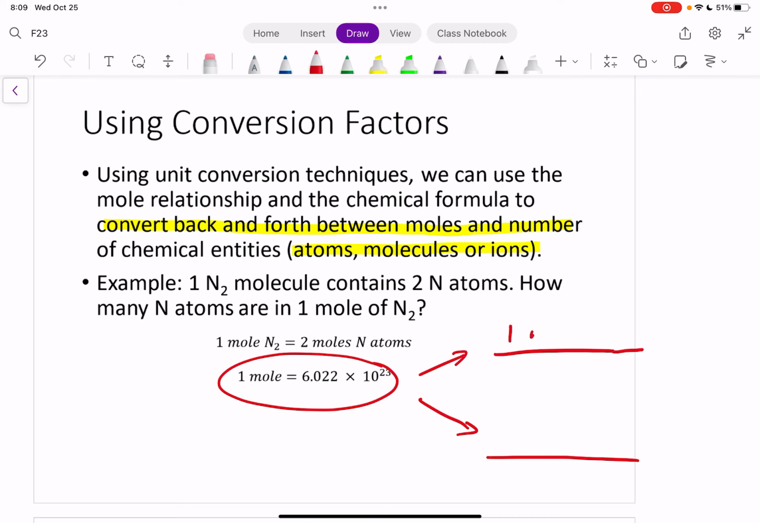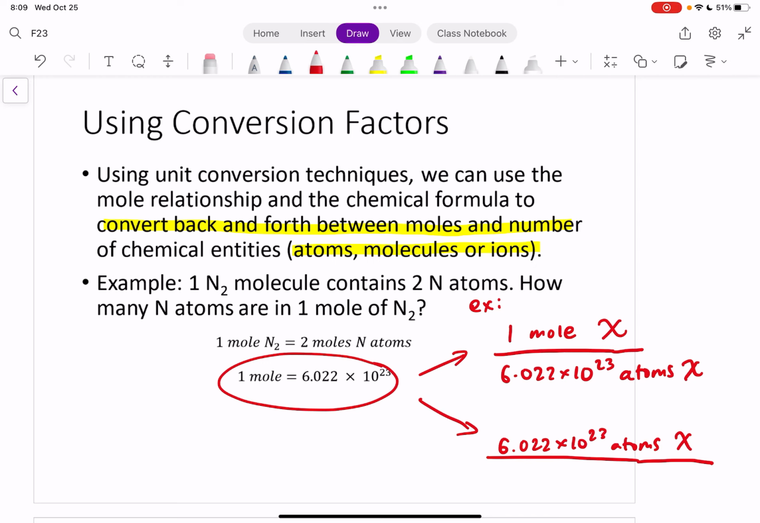Yeah, we can write 1 mole on top, and it could be just 1 mole of X, whatever you have. Apples, dogs, cats, I don't know, I'm thinking of animals. 1 mole of something is 6.022 times 10 to the 23rd atoms of X, for instance. This would just be an example. You could also write that with the 6.022 times 10 to the 23rd atoms of X on top and 1 mole of X on the bottom.